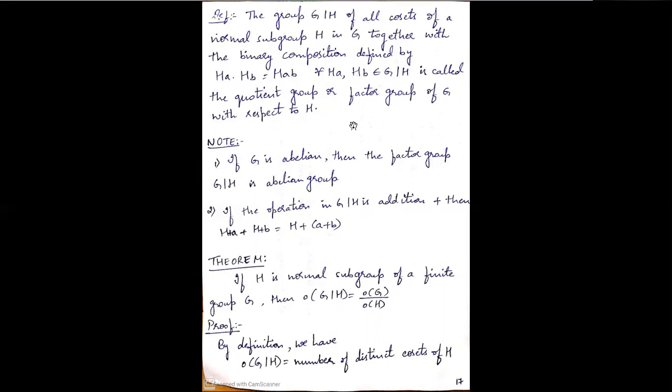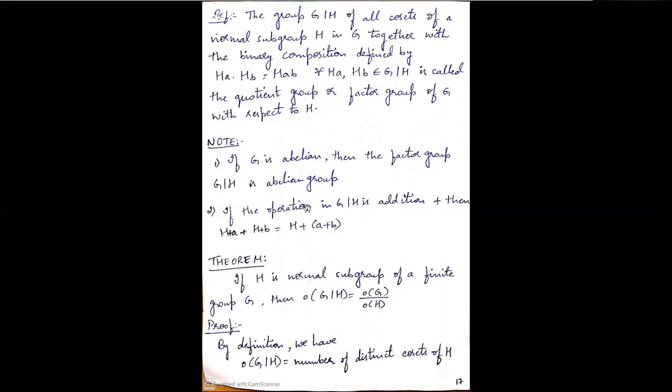Then suppose G is abelian, then the factor group G by H will also be an abelian group. As I had given an example in the previous class, I had taken Z6 and explained how the quotient group forms. In that case, Z6 is an abelian group, so even G by H will also be an abelian group. You can just see that example and you'll understand it better.